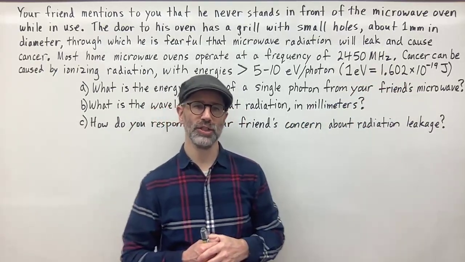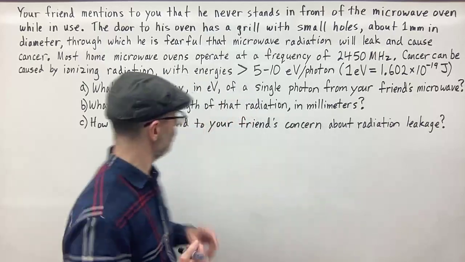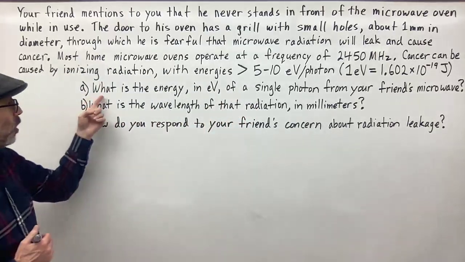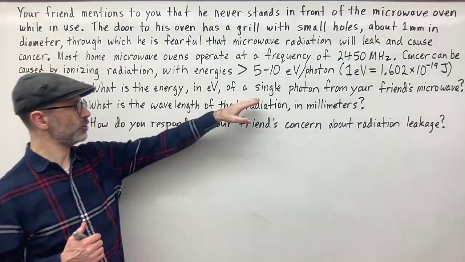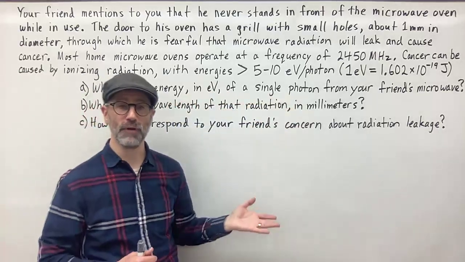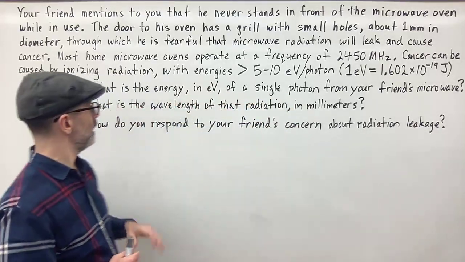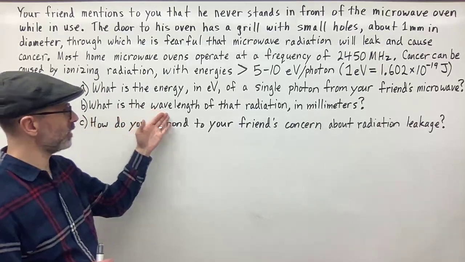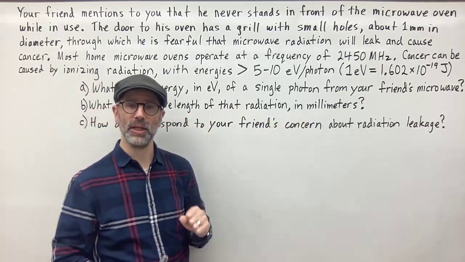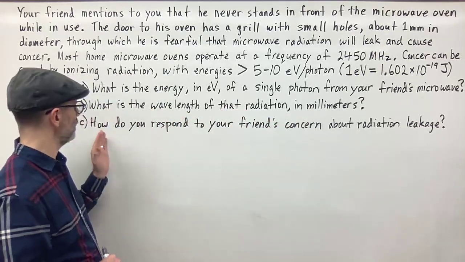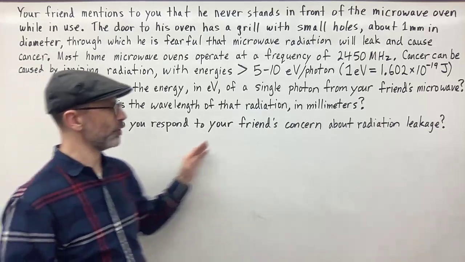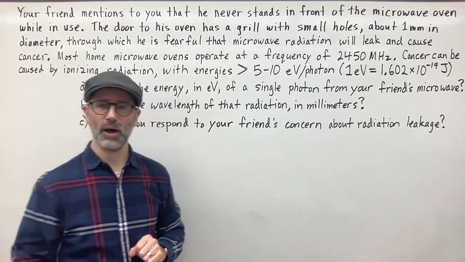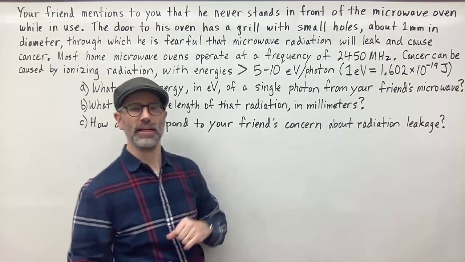So what are the questions? Well, first, A, what is the energy in electron volts of a single photon from your friend's microwave? B, what is the wavelength of that radiation in millimeters? And C, how do you respond to your friend's concern about radiation leakage? Okay, so let's do A.